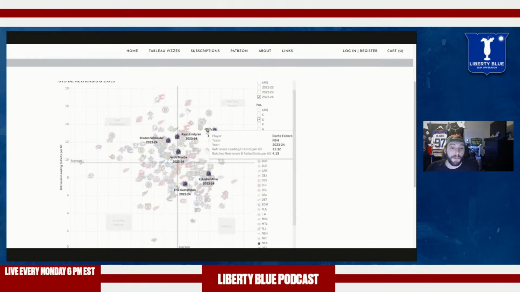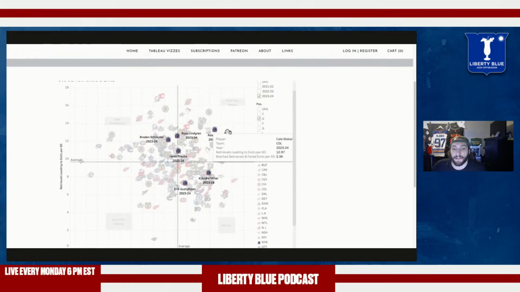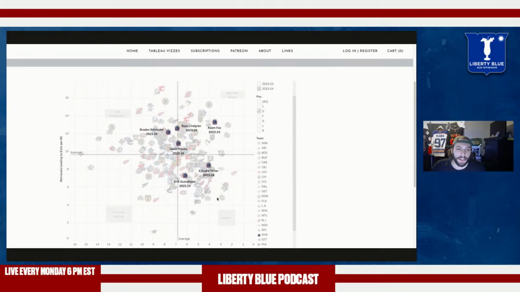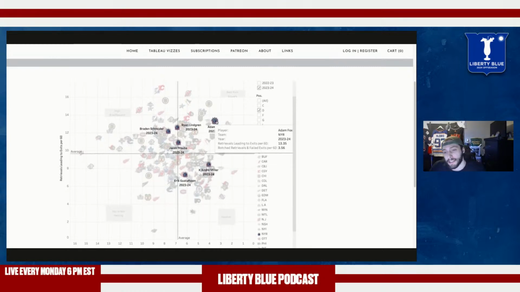He's pretty close to above average in both. If you are in this top right quadrant, you are above average at both. If you're in this bottom right quadrant, that means you get the puck out relatively cleanly, but you don't do it a lot. That's the key here. The higher you are up, the more you're going to get the puck out. It's not a coincidence. Adam Fox is the Rangers' best guy at both.